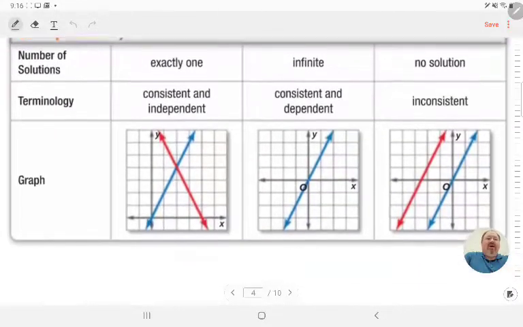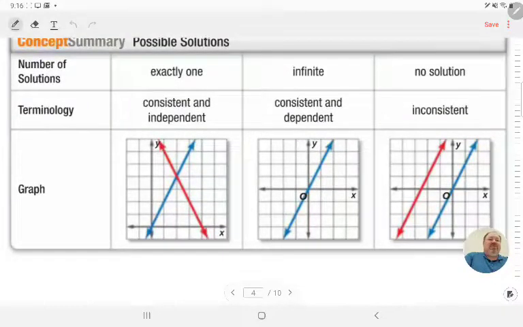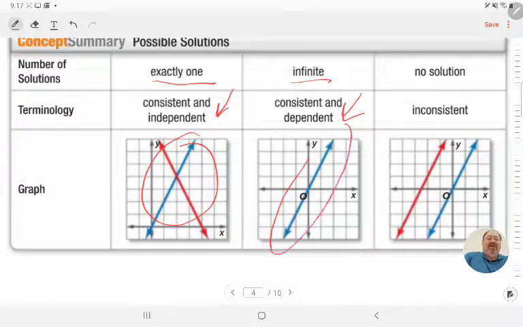All right. I put this in here just to kind of show you the difference. So if it has exactly one solution, it's consistent and independent, and it looks something like this. They cross at one spot. If it has an infinite number of solutions, it's consistent and dependent, and it'll be represented basically as one line. It's two lines over each other, okay? And if there's no solution, it would be inconsistent, and it would be a set of parallel lines.